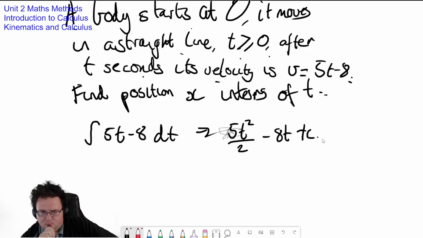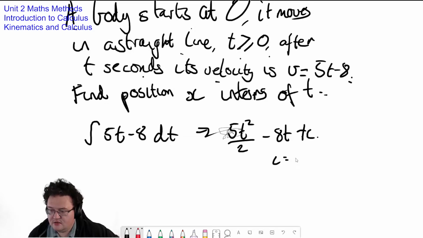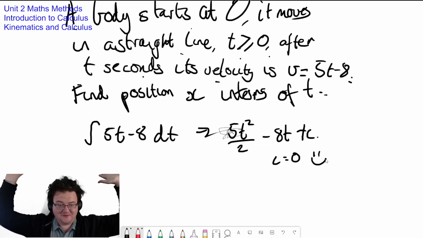Now, do you have enough information to figure out what that plus c is? And you actually do. Because what did I tell you at the start? A body starts at the origin. So when the time is 0, what is its position going to be? It is also going to be 0. That means that c equals 0, and we don't have to do anything else with it. We can just ignore it. We can drop it off. Hooray!